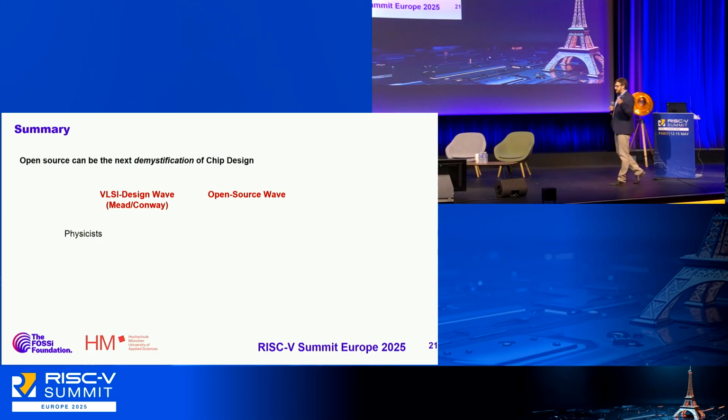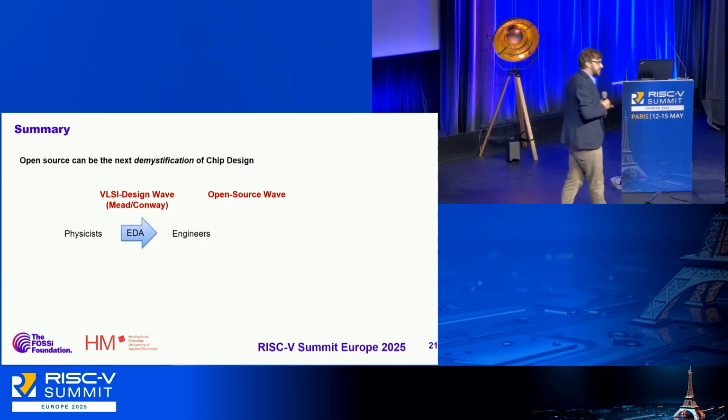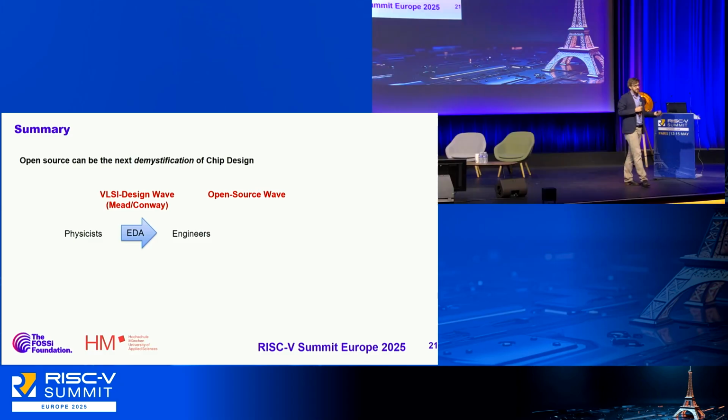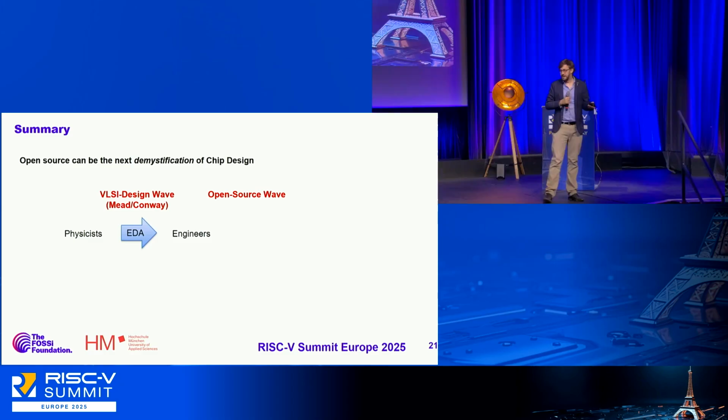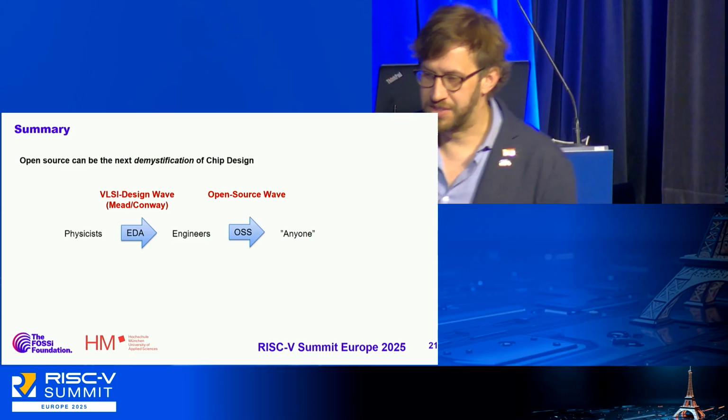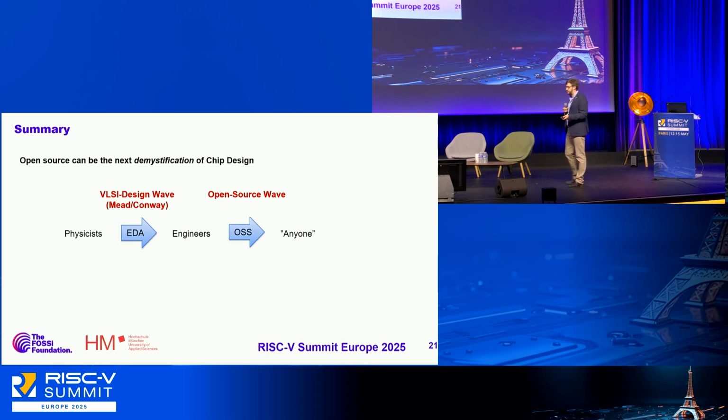So if you look back, it was physicists that designed chips at the fabs, essentially. With the VLSI design wave, the EDA vendors were founded, right? This is how VLSI design even started in the early 80s. And engineers were able to do this. And I think with open source, now we get to the phase where everybody can do this, right? I don't think everybody can do it, but everyone from a technical field should be able to just go on GitHub, download a couple of tools and do chip design. And I think that's an entire shift and a demystification of the entire process.